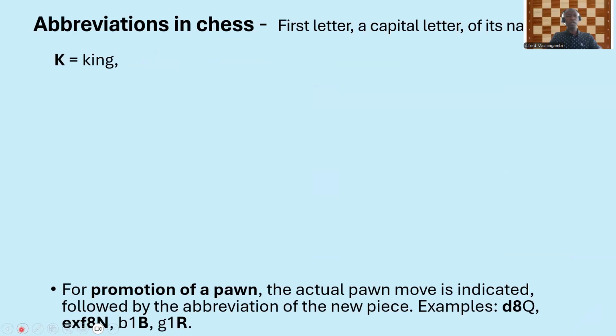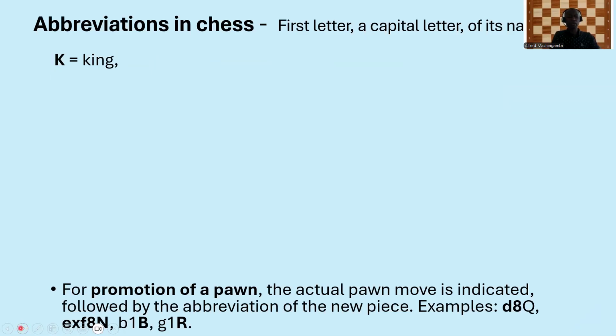Right, let's move on. Let's look at abbreviations in chess. We use the first letter, a capital letter, of the piece's name. That's what you have to do. For example, for the king, we only use the capital letter K. So whenever you say K, E4, that means you've moved the king to E4. Now we are associating it with the squares which we've already named.